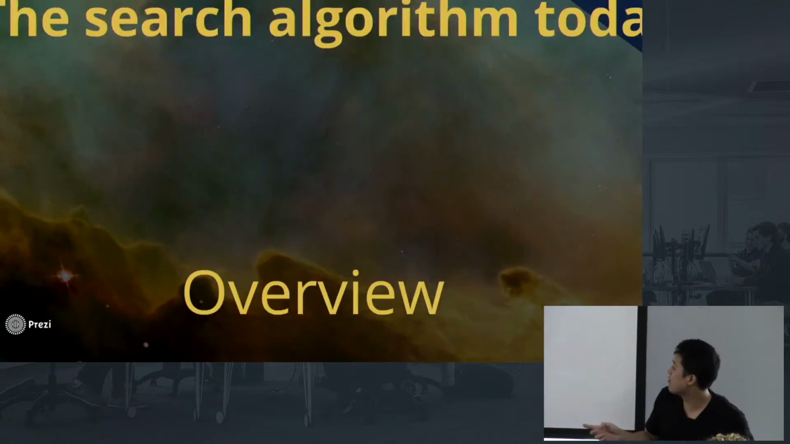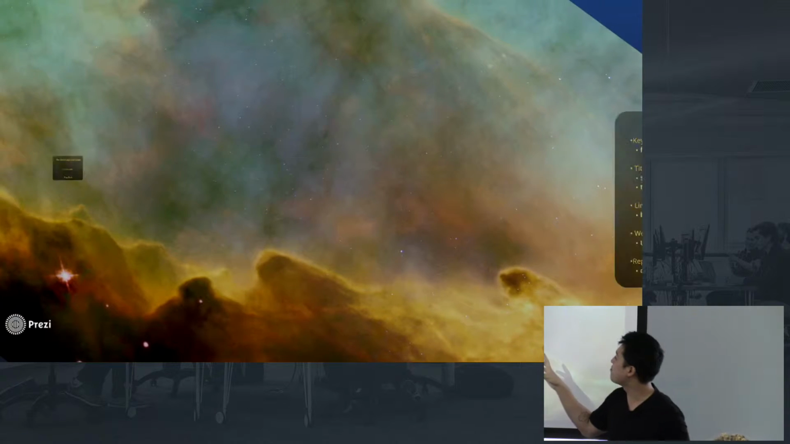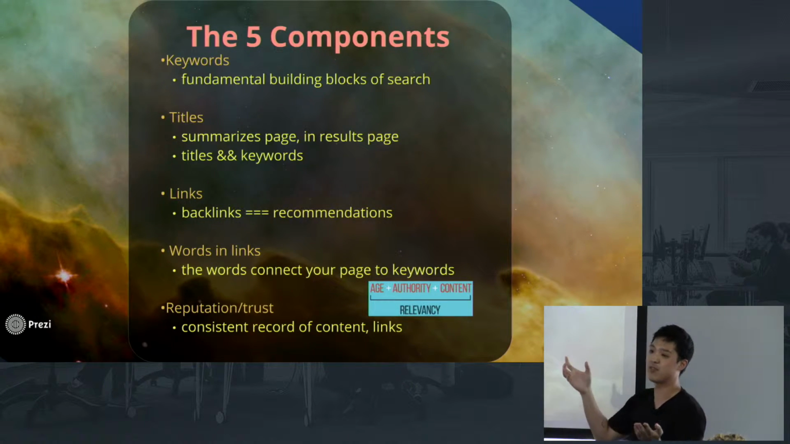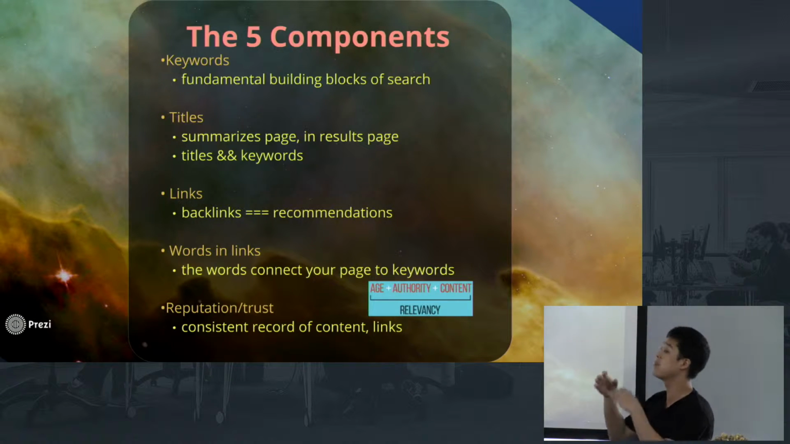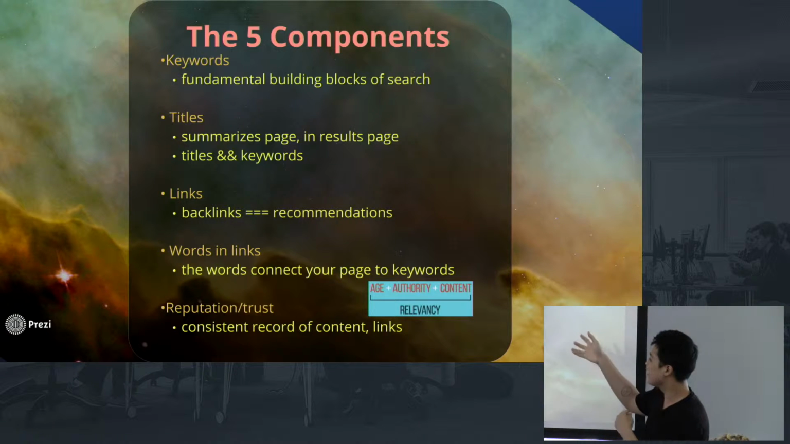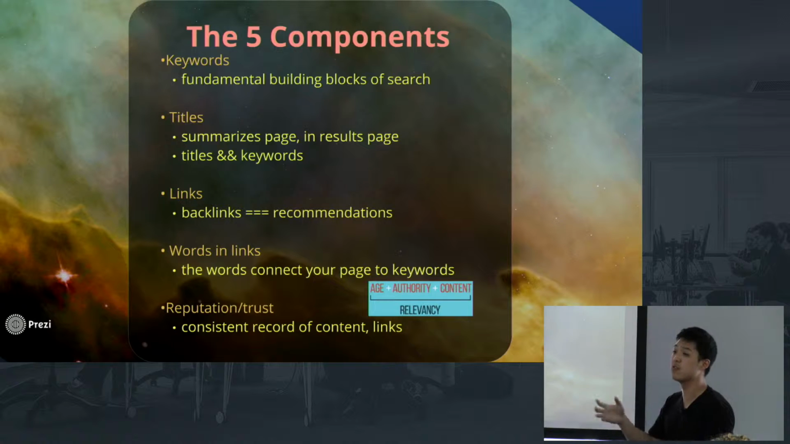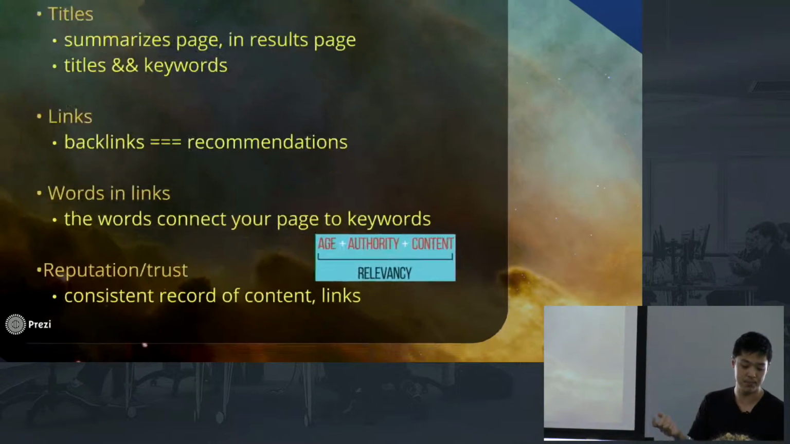So the search algorithm today, I'll just gloss over this part because it has a lot of things we discussed. Keywords: every search begins with keywords, what you type into Google. The title tags are very important because they're supposed to summarize your site, so try to stick some keywords in there. Links, backlinks, or recommendations, that's essentially how Google will gauge how relevant you are. If important sites are referring to you, that's like Google's friends telling Google that you're cool.